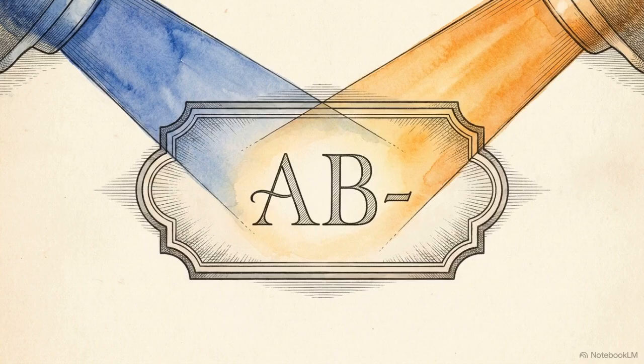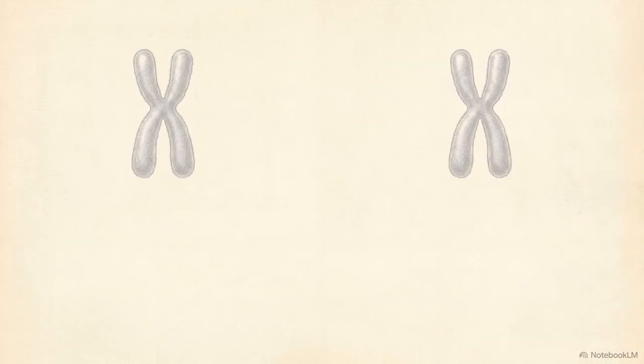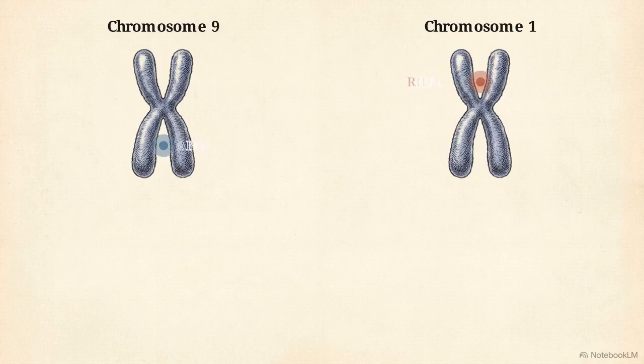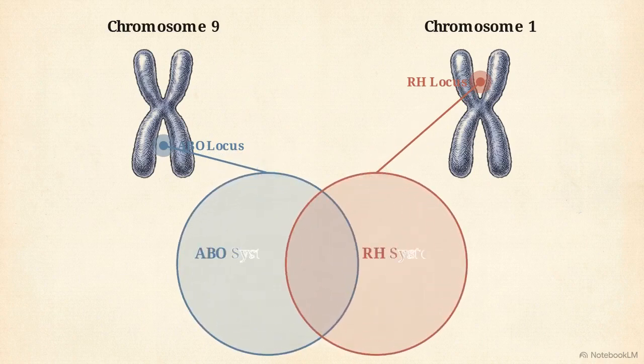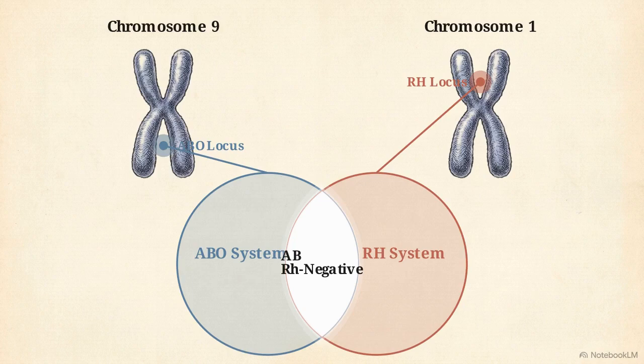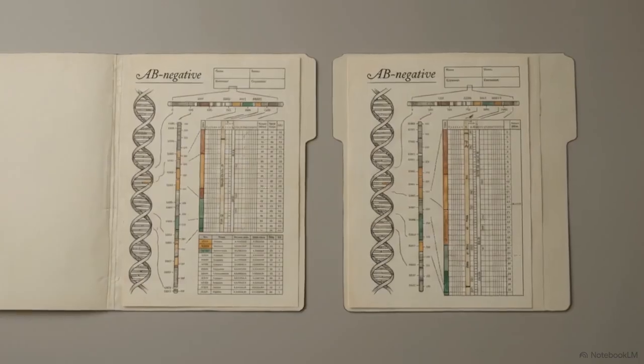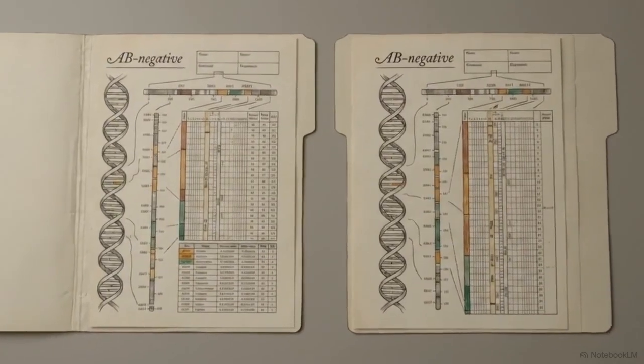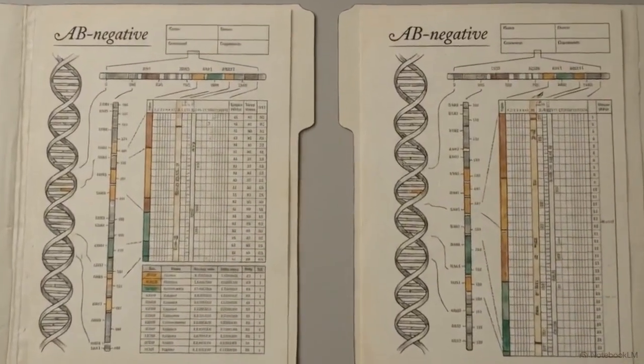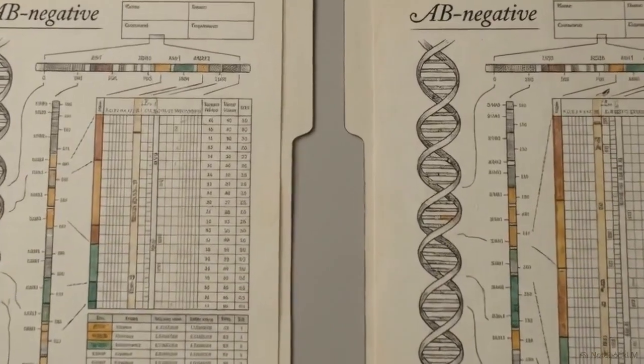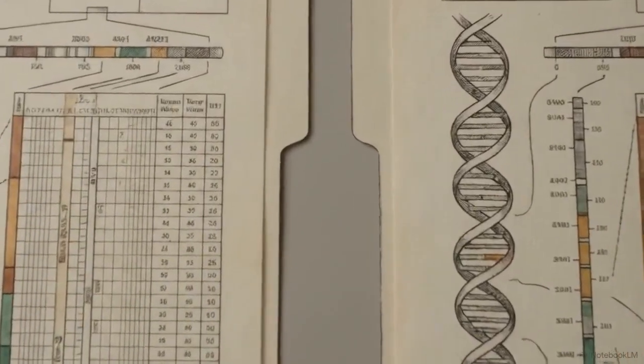The ABRH negative label represents a statistical intersection of two independent genomic systems. The label is generated by two systems on different chromosomes, the ABO locus on chromosome 9 and the RH locus on chromosome 1. Operating via different mechanisms, their conjunction in a single person is a mathematical overlap, not a coordinated genetic program. Since these loci are unlinked, two patients bearing the exact same AB negative clinical label may possess fundamentally incompatible Rh genetic architectures right beneath the surface.